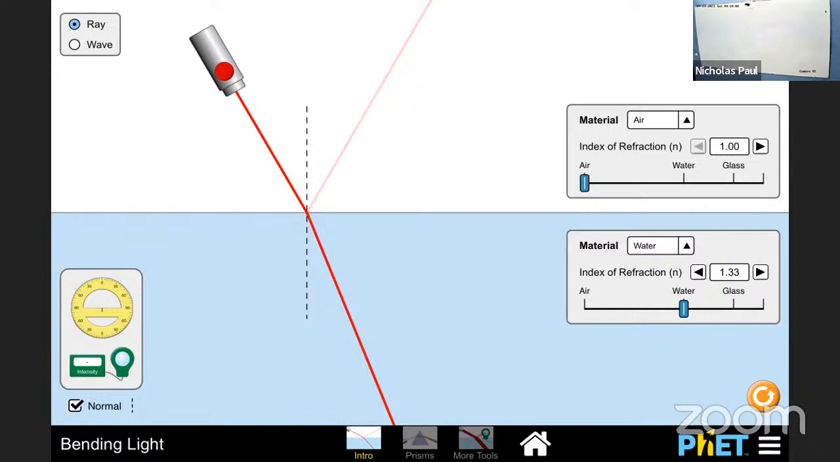What do you all think will happen to the refracted ray? So instead of water, I'm going to put glass. What do you all expect to happen? Any guess? Would it slow down more? Would it slow down less? Would it move away from the normal? Slow down more. So it will go closer to the normal.